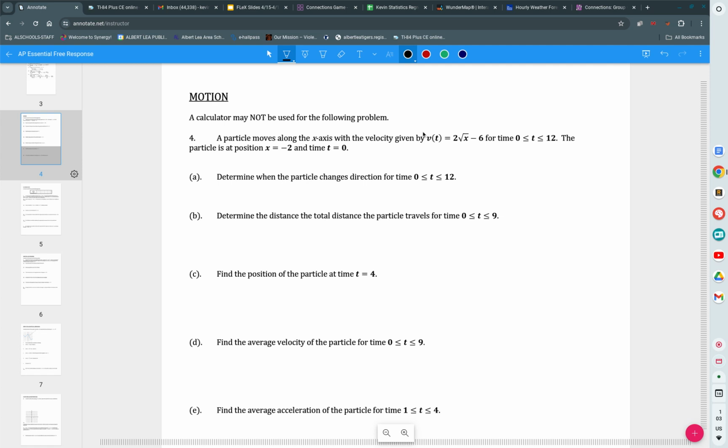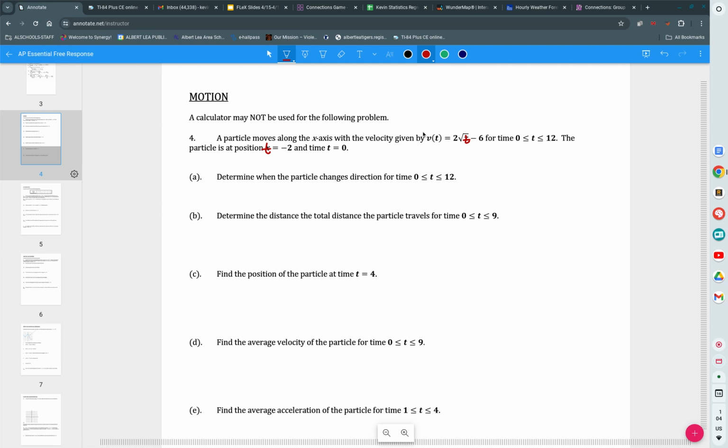It says the particle moves along the x-axis with a velocity given by v of t is equal to 2 root t minus 6, and position at t equals 0 is negative 2. So we're going from 0 to 12. It says determine when the particle changes direction for the time 0 to 12.